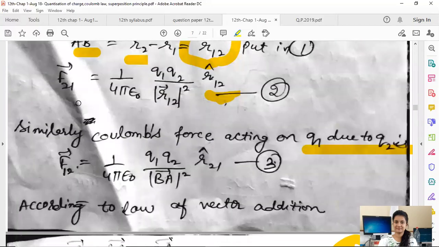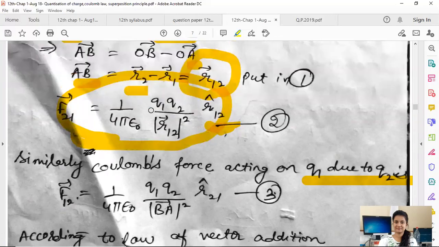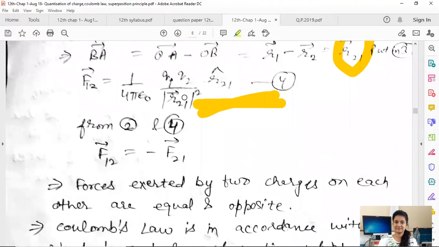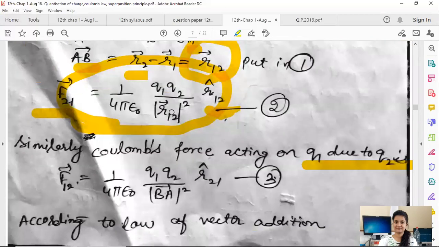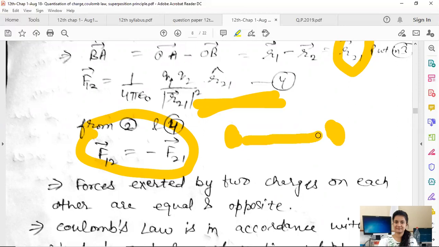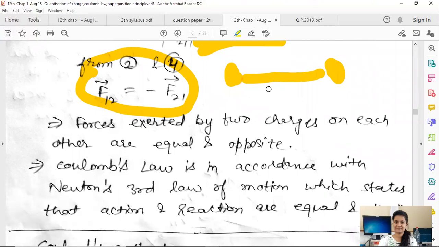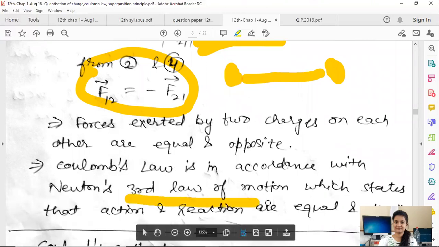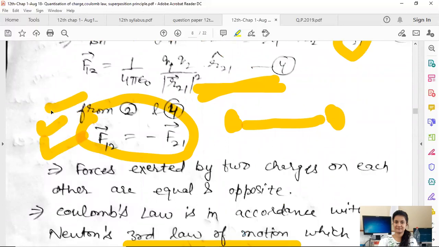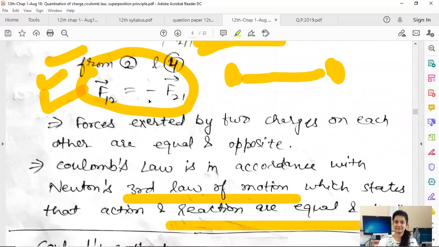And from the second and fourth equations, this is almost the same. The magnitude is the same, but the direction is different. This is 1 by 4 pi epsilon naught, q1 q2 by r square, times the r vector. For one this is r21, and for the other this is r12, from A to B, and this is the direction from B to A. So from the second and fourth equations, it is clear that the force between these two charges will be equal and opposite. And again, this is Newton's law. According to Newton's third law, action and reaction are equal and opposite. So we can verify Newton's third law by Coulomb's law.